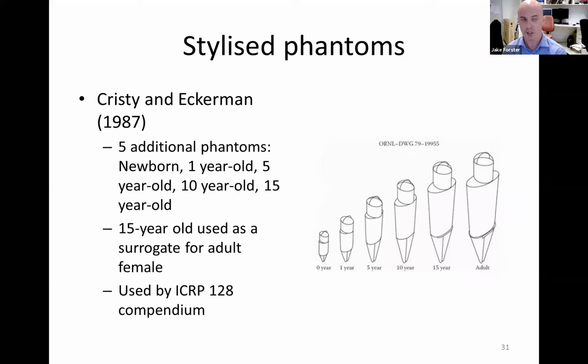And these phantoms are actually hermaphrodites, so they have both male and female sex organs for the purposes of calculating dose factors. And interestingly, the practice back then was to use the 15-year-old as a surrogate for the adult female. And I think most notably, the values in ICRP 128, those dose values that we saw in the table, are actually calculated using these phantoms.